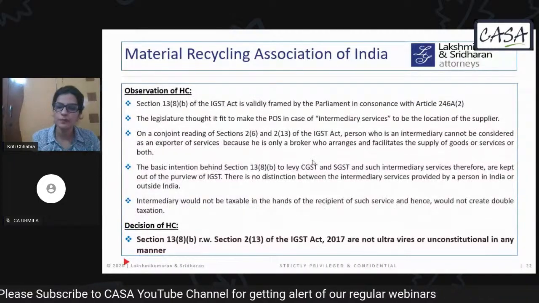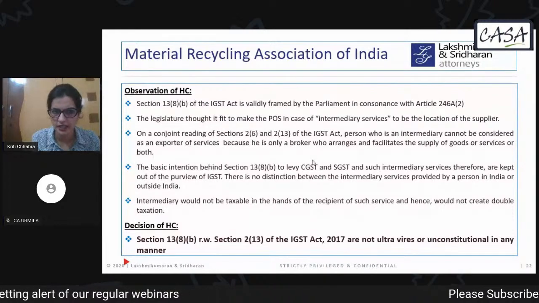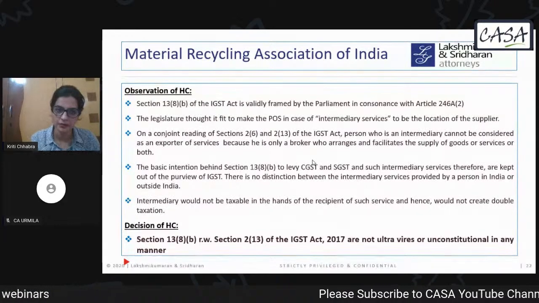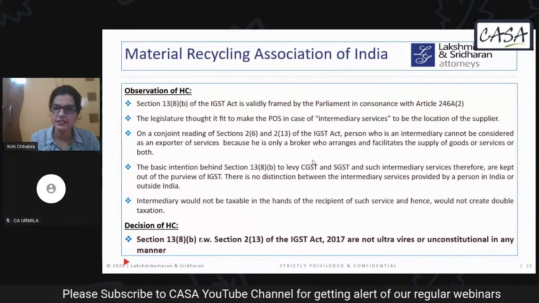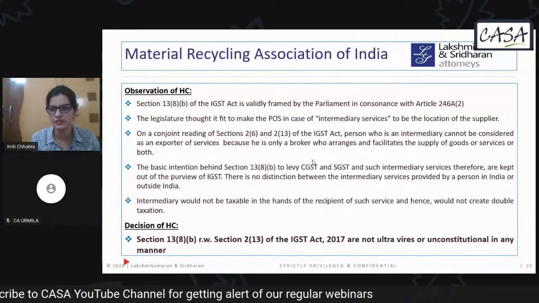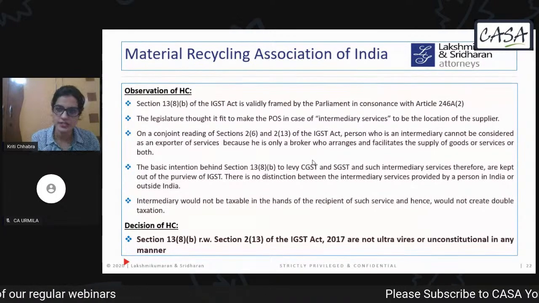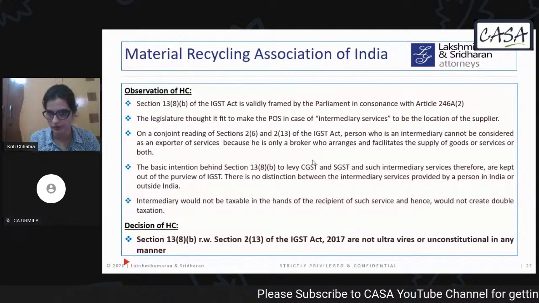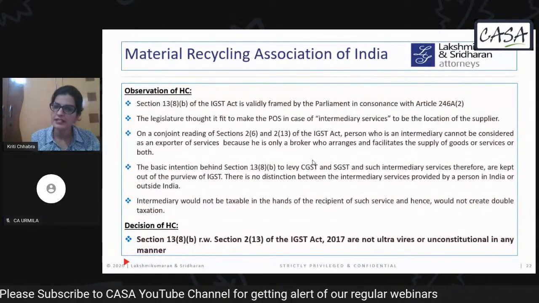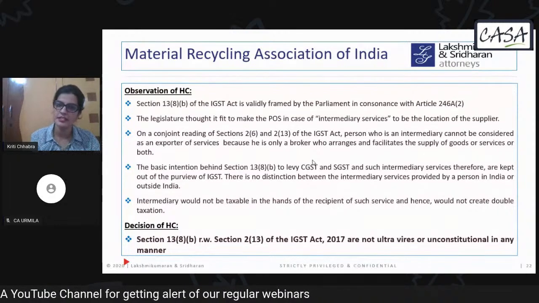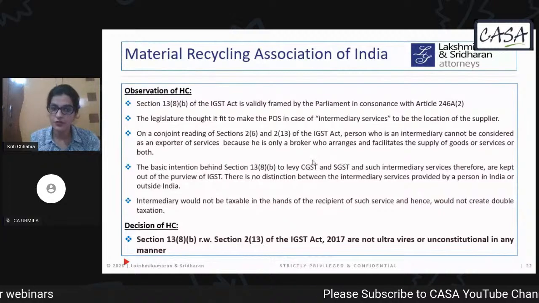Herein, if we see the observations of the High Court, the High Court negated the argument of the petitioner, stating that Section 13(8)(b) of the IGST Act is validly framed by Parliament under Article 246A, which gives the power to make provisions relating to interstate supply of goods or services. Therefore, they said they had this power to make this provision to determine when a supply can be said to be an interstate supply of goods or services. Therefore, the place of supply provisions are not unconstitutional as such.